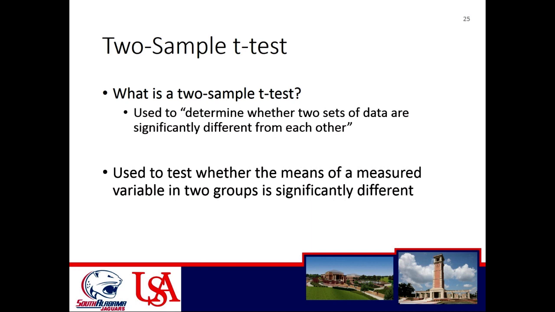So in this example, we have a grouping variable. That grouping variable has to have two groups and only two groups to do a two sample t-test. And we have to have a measured outcome variable. So we have to have two groups and something that we've measured in those two groups. And when we're doing a two sample t-test, we're comparing the mean of the two groups on that measured variable.